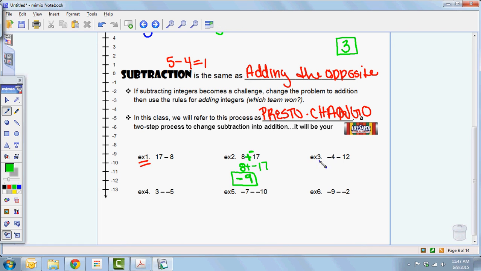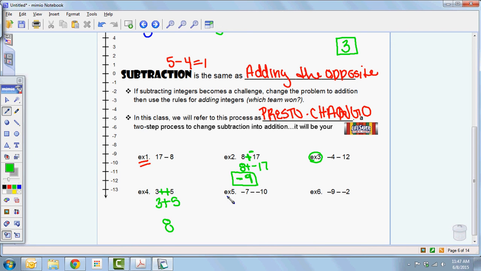Alrighty, I'm going to have you guys try example 3 using Presto Change-o. All right, let's go to example 4. Example 4, that's where I see my two negatives, and this is where my lifesaver, my Presto Change-o, is going to be very, very helpful. I'm going to change this to add the opposite. So really what I have is 3 plus 5. So now I can just add those up, and my answer is 8.